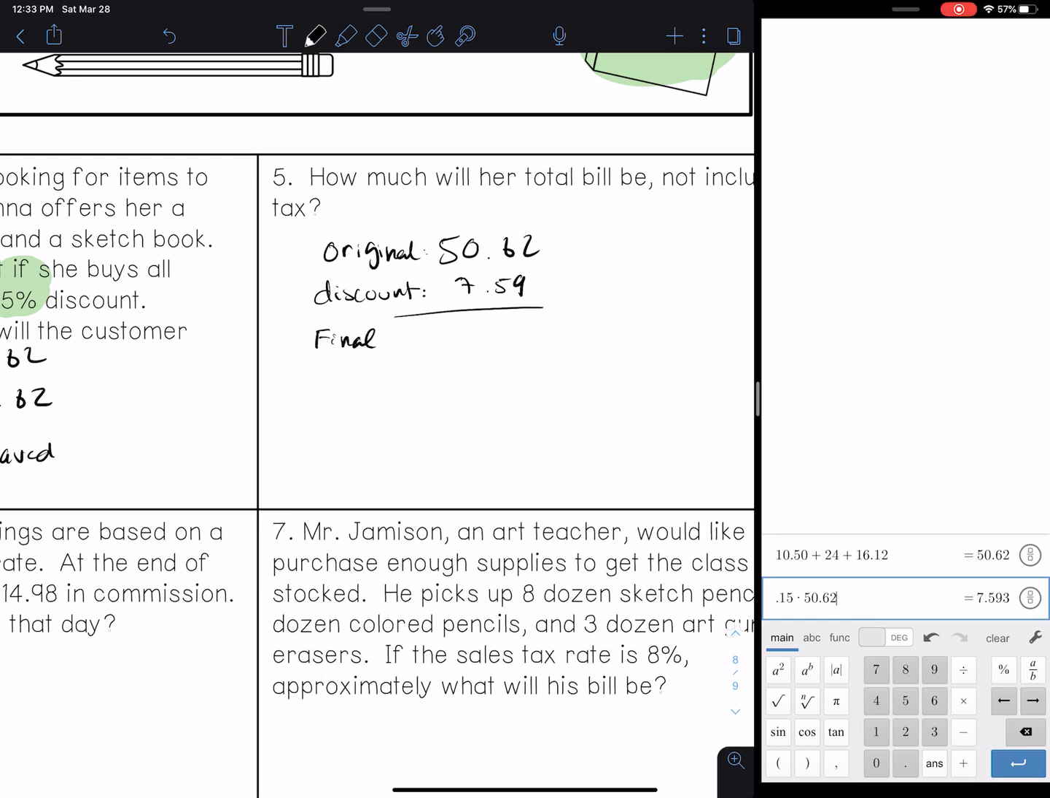Well, I'm going to subtract them. So I got $50.62, and I'm going to take away $7.59. And so she's going to pay $43.03. But be careful, okay? Because that's without tax. Without tax. So there's number 5.